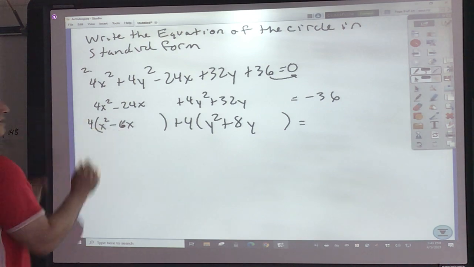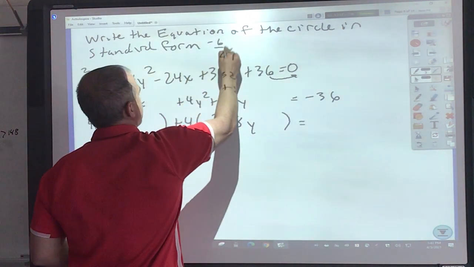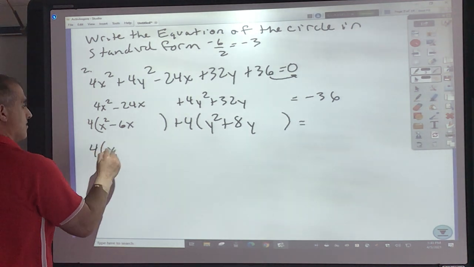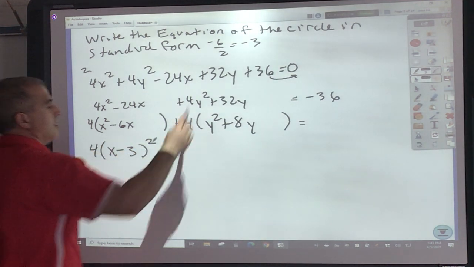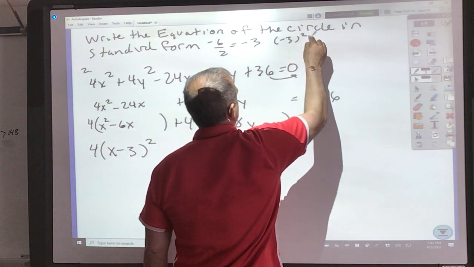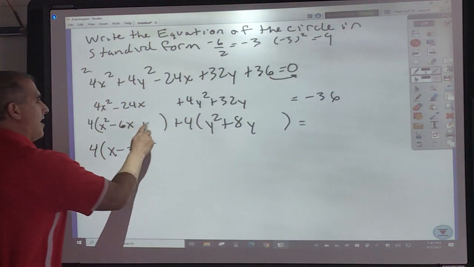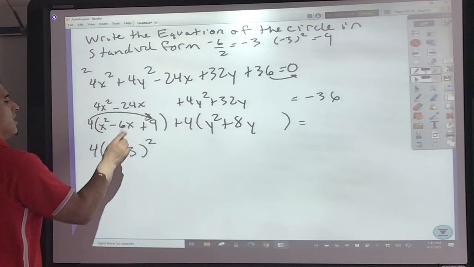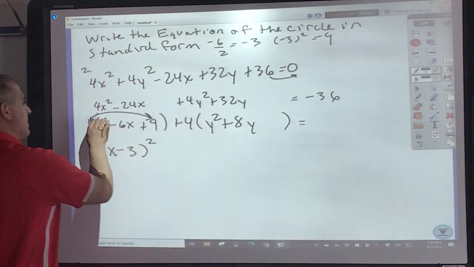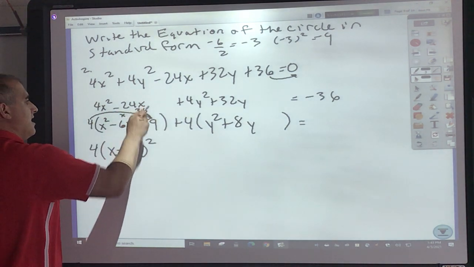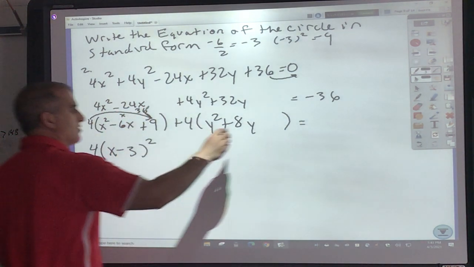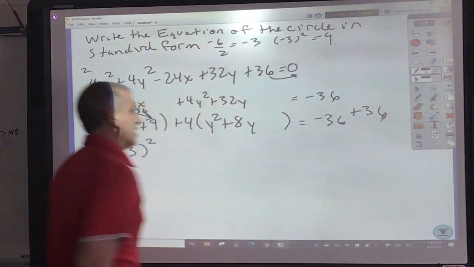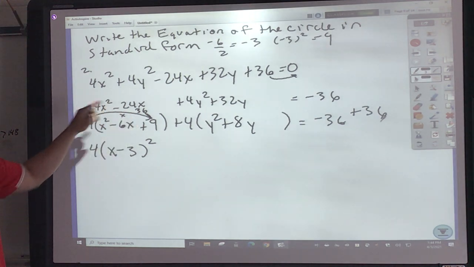Now I want to complete the square. So I want to do negative 6 divided by 2, which is negative 3. That's important. I got to keep this 4 here. That's x minus 3 squared. I want to take that negative 3 and square it. That result would be 9. Now here's where you need to be careful. Because I have this 4 here, what I'm going to put on the other side is what 4 times 9 is. That is 36. So I would put plus 36 over here. That's very important. You got to FOIL that.